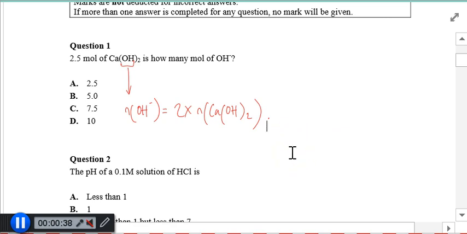So you can get the same thing with diprotic acids. If you see an acid that has 2 protons, then you have 2 equivalents of protons, or 2 equivalents of hydronium ions in it. So that's B.